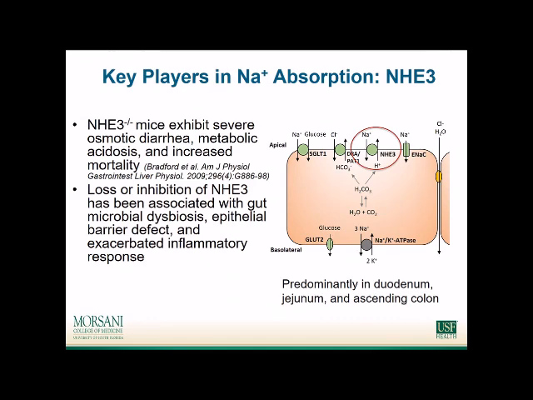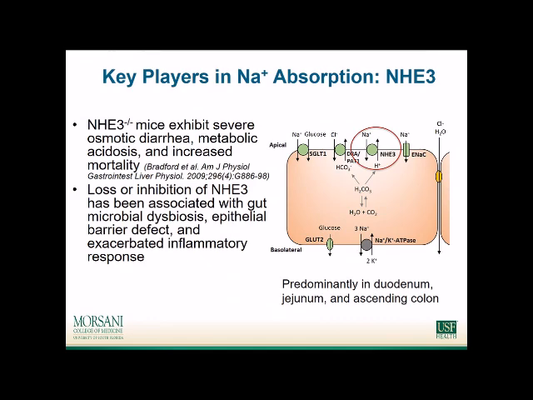In addition, we know that loss or inhibition of NHE3 is associated with lots of other things that you might imagine, having problems with the pH in the lumen. For example, this has been associated with gut microbial dysbiosis. If you change the pH, perhaps different bacteria are then allowed to grow, and so you can really change the microbiota, and therefore the consequences of those microbiota, if you mess with the pH, and you can mess with the pH by having issues with the sodium-hydrogen exchanger.